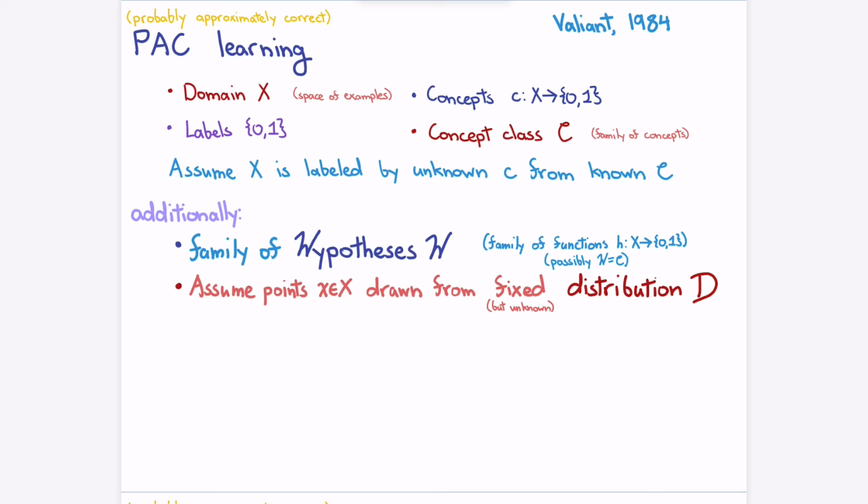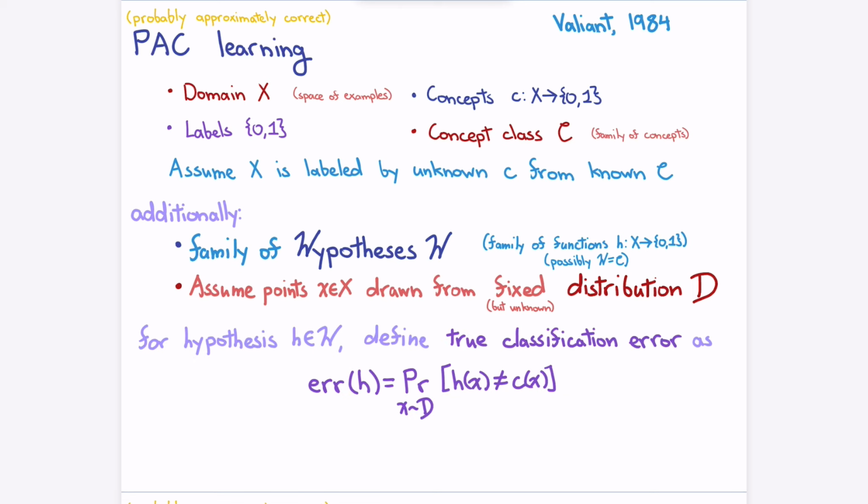Another relaxation we're going to make will be more motivating in a second. So why do we need the last two points? If you're going to output things that aren't necessarily the true concept, if there's a difference between the concept class and the hypothesis class, then you're necessarily going to have some error.